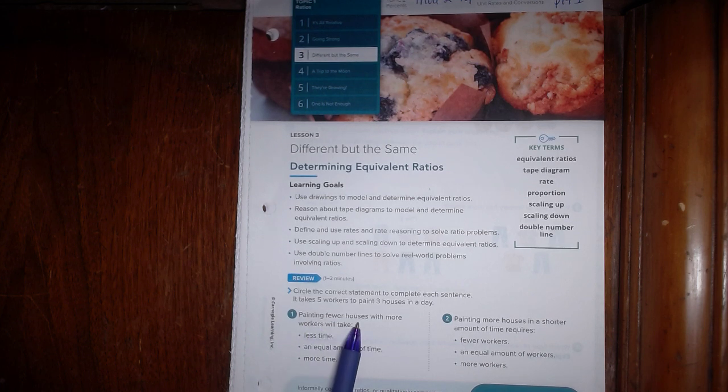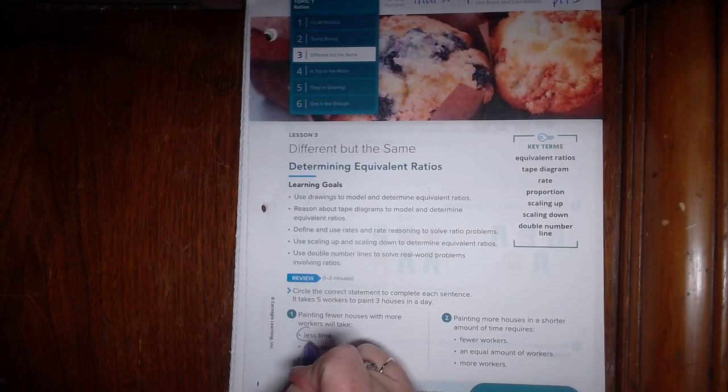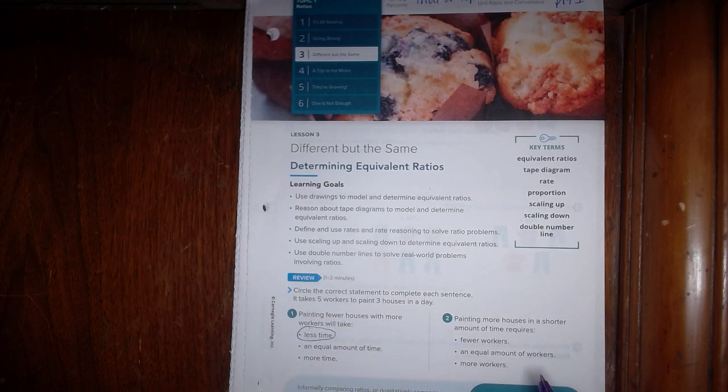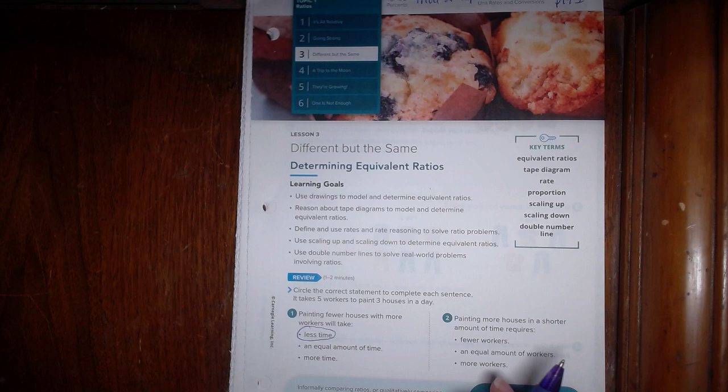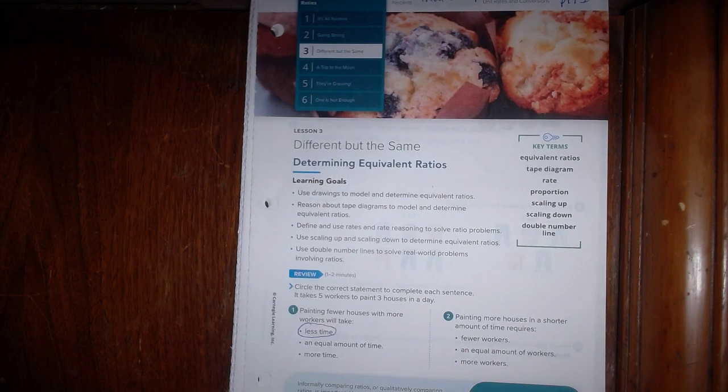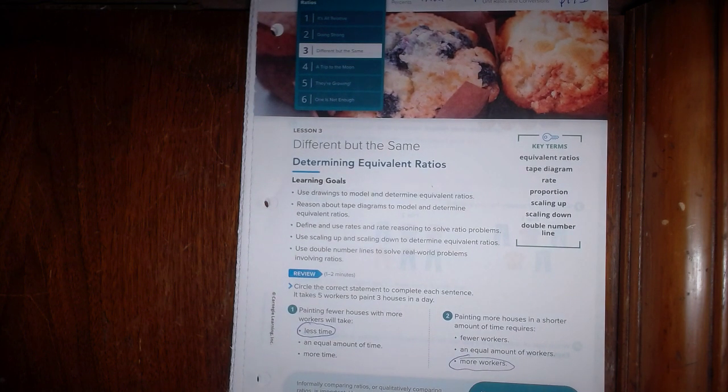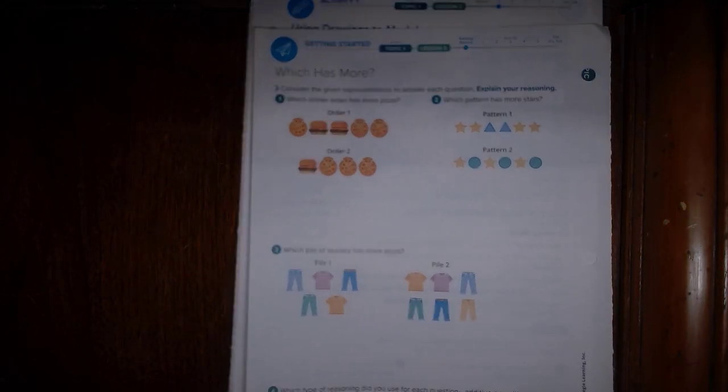So number 1, painting fewer houses with more workers will take, that's right, it takes less time. If you're painting fewer houses and you have more people, it's going to be less time. Painting more houses in a shorter amount of time requires more workers. Okay, awesome. Moving on.